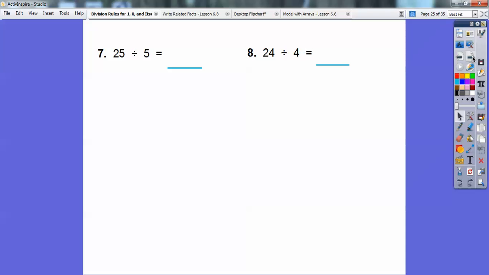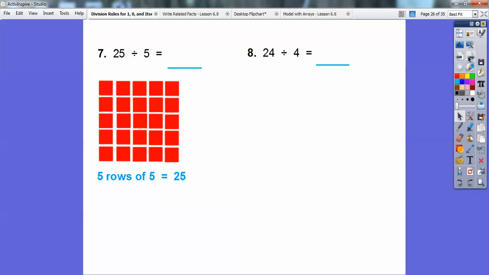25 divided by 5, all right. Well, if we took 25 counters, you guys, and we made 5 equal rows, see here's 1 row, 2 rows, 3 rows, 4 rows, 5 rows. There are 5 rows of 5, and that gave us these 25 total counters right here. So 25 divided by 5 equals 5.